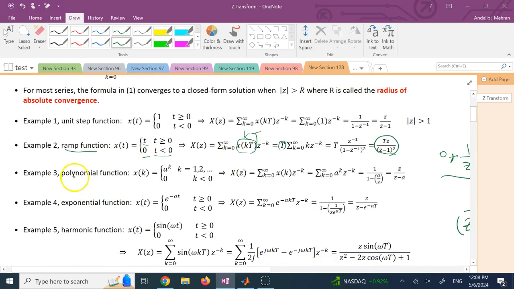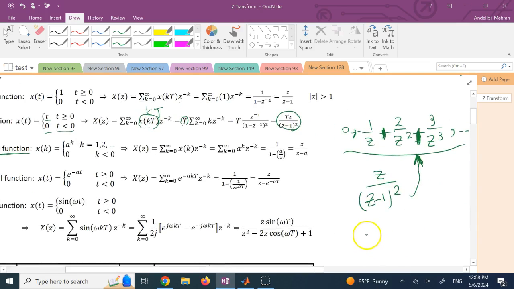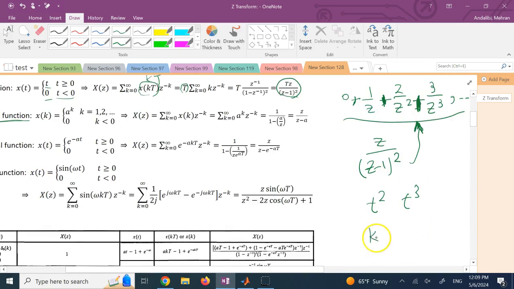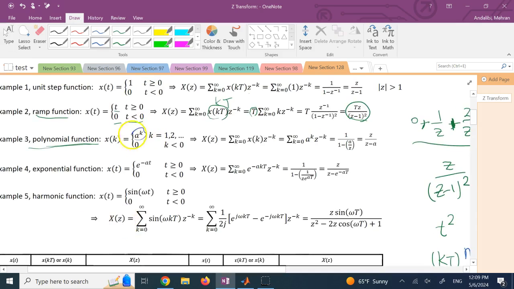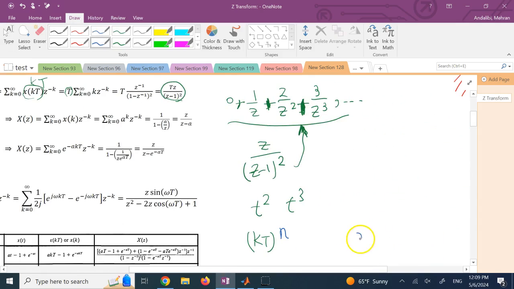What else? If you have a polynomial function. Now, when we talk about a polynomial function in discrete space, we are not talking about terms like t squared or t cubed. So it's not going to be like kt squared or kt cubed or kt to the n in general. It's actually the other way around. If you look at it, the definition is a to the k. So a is the constant, k is the variable. So the term that we are talking about is something like a to the t, and this t is going to be replaced by kt, or k in general.